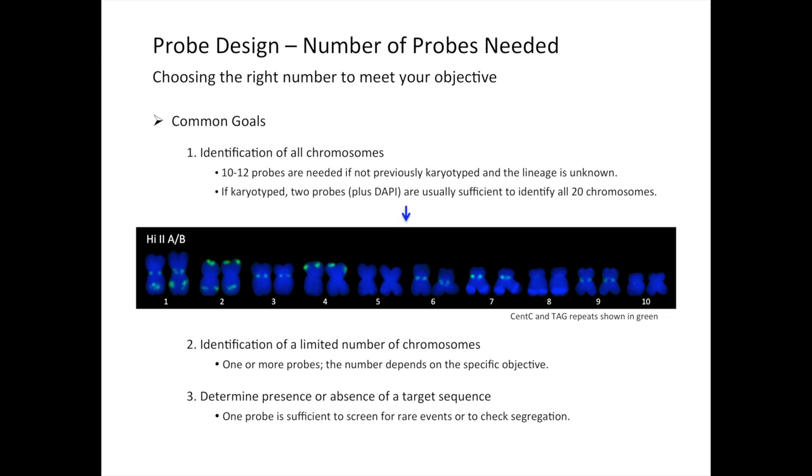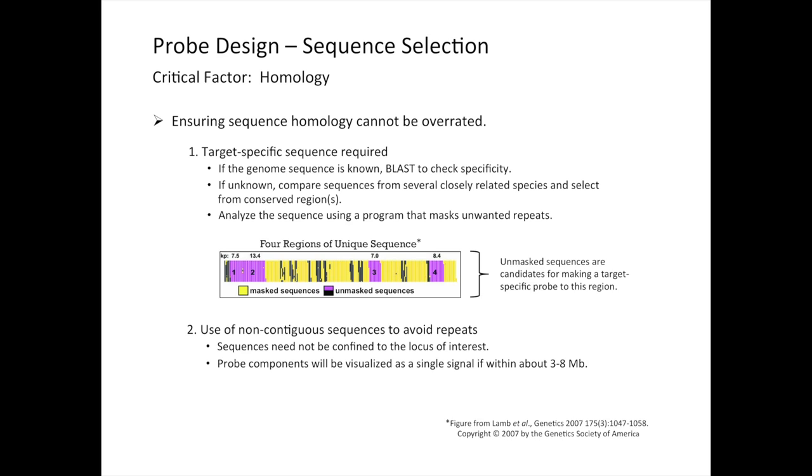The most important aspects of probe design, and therefore the most time-consuming, are selecting the sequence and its length. First, let's look at sequence composition. The critical factor in probe sequence selection is homology to the target. To avoid unwanted FISH signals, the sequence must be target-specific. Avoid clustered repeats. Use available database tools to aid in this endeavor.